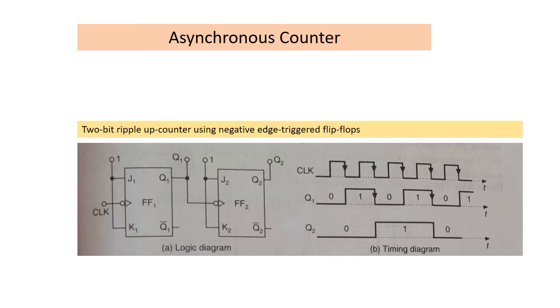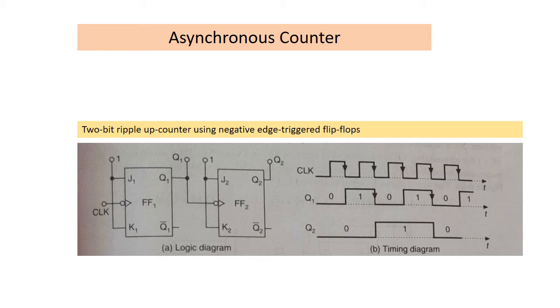Now we can see asynchronous counters. The 2-bit asynchronous counter which counts in the upward direction is called a 2-bit ripple up counter using negative edge triggered flip-flops. The 2-bit up counter counts in the order 0, 1, 2, 3, again 0, 1, 2, 3, etc. That is, the states are 00, 01, 10, 11. Again, the states are 00, 01, 10, 11, etc.